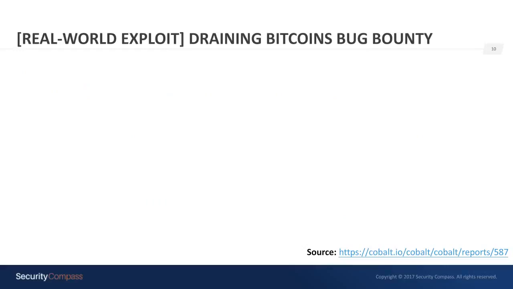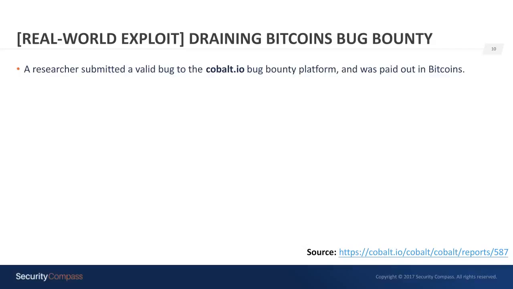There is a researcher who very recently ended up draining Bitcoins through a bug bounty program. At the bottom right, you'll see the source. So a researcher submitted a valid bug. Obviously, the person is a security researcher, so as part of the research, he or she would be keen on trying to find a security bug and submitting it to a bounty platform. Did so for Cobalt.io and was supposed to be paid out in Bitcoins.